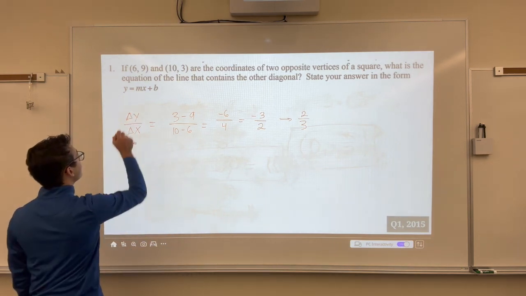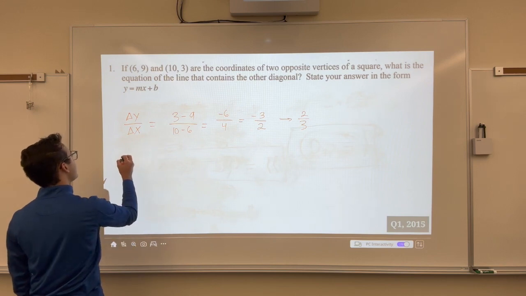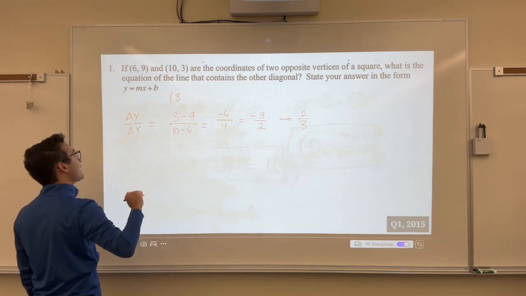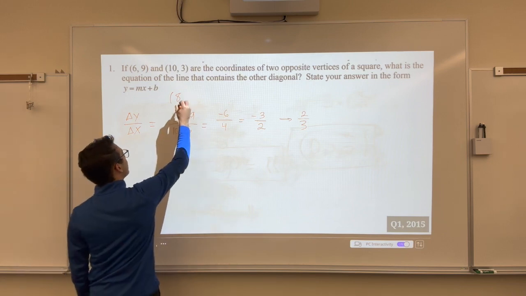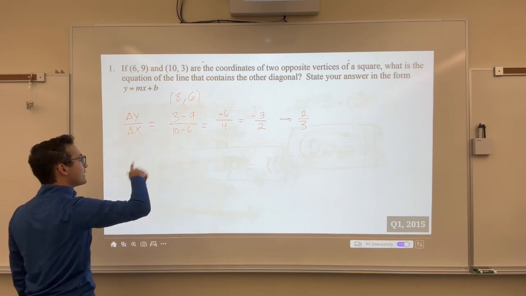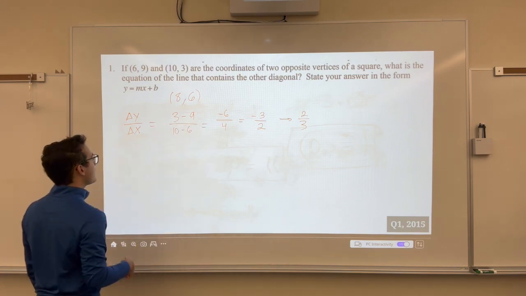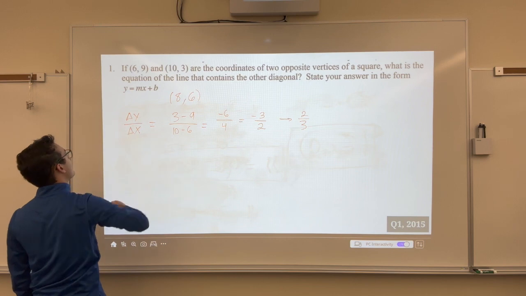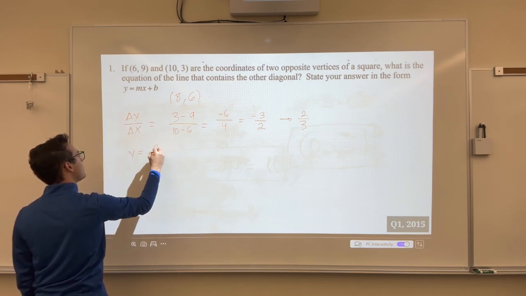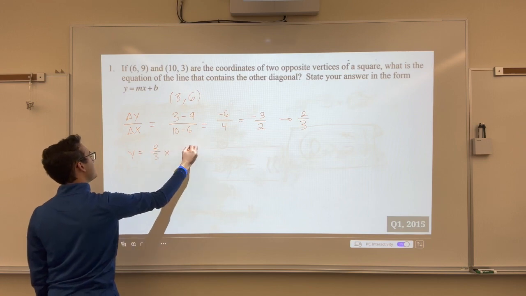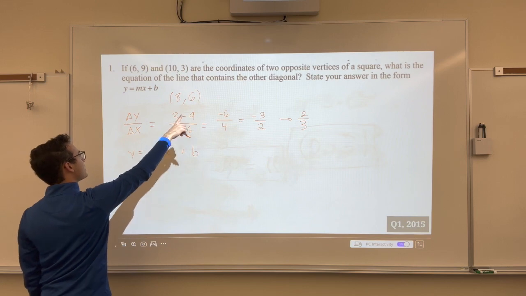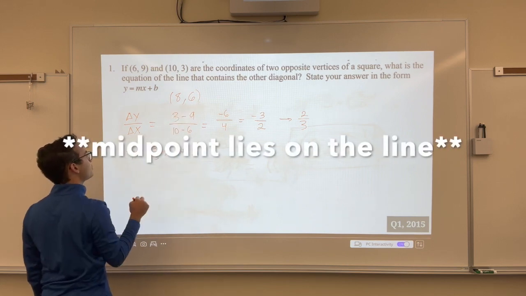So 6 and 10, their average is 8, so the midpoint is going to have an x coordinate of 8. 9 and 3, their average is 6, so the y coordinate would be 6. So we know that our point runs through 8, 6 and has a slope of 2/3. So let's solve. We want it in the form y equals mx plus b. So it's going to be y is equal to 2/3 x plus b. We don't know what b is yet, so let's solve using our knowledge that this point runs through the line.